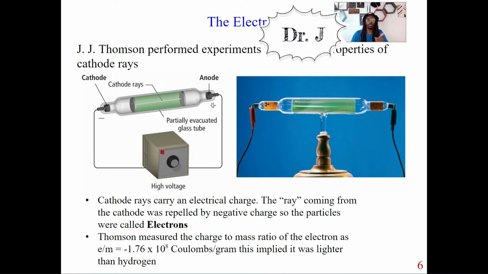So if you don't know what a cathode ray is, this is basically what it is. We've got our voltage running through this cathode ray tube. We have our negative side, which is the cathode, and the positive side, which is our anode. This is a glass tube that's completely evacuated, so there's nothing in it. The only thing we're going to see in the glass tube is the cathode rays going back and forth between the cathode and anode. This is what it looks like as a picture.